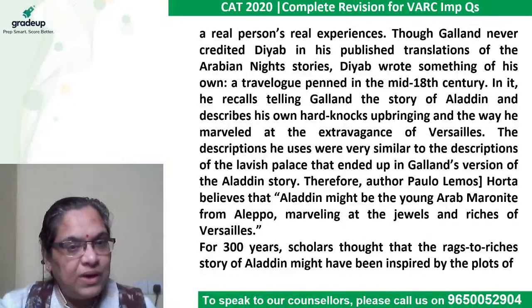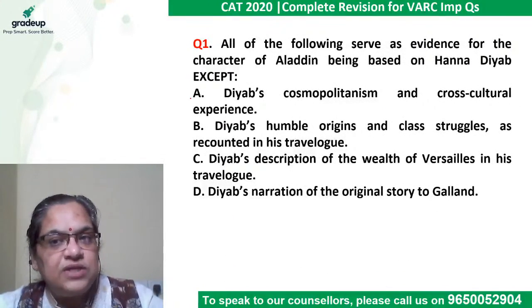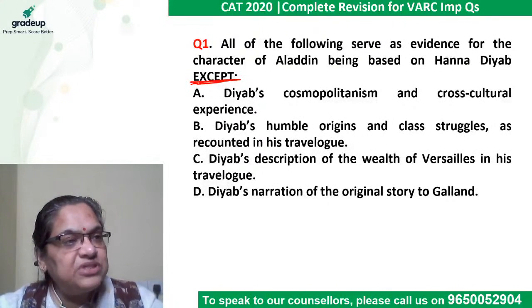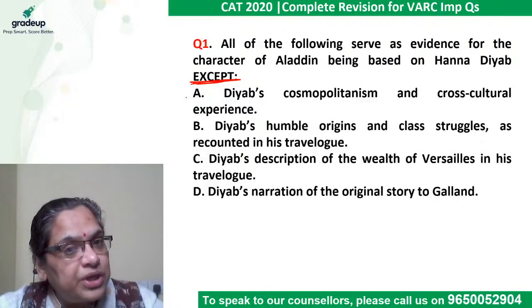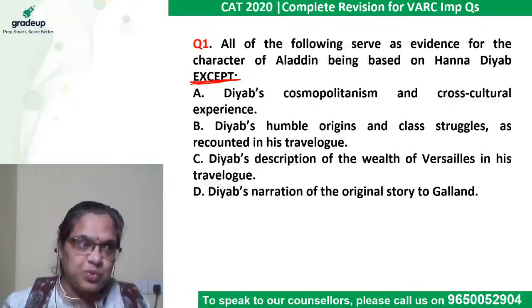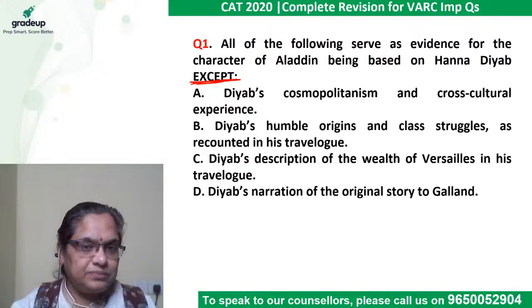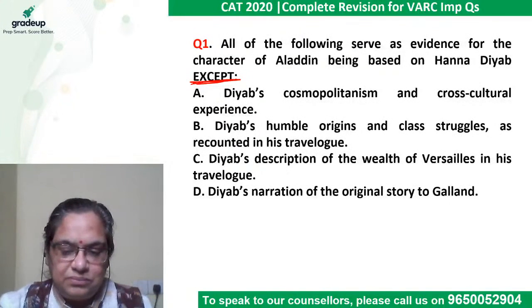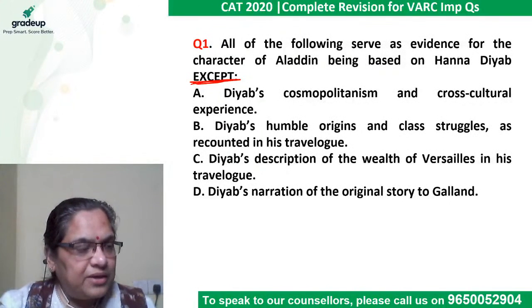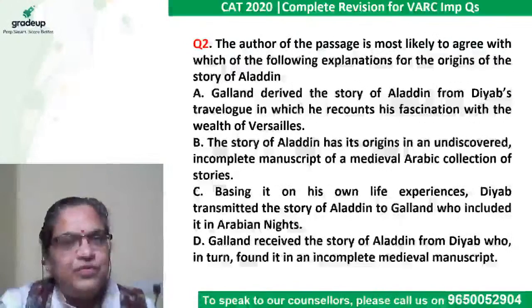Now, all of the following are evidence that Aladdin was based on Hannah Diab, except Hannah Diab was the Syrian traveler who told the story to Galland. Based on his story, Galland made the story of Aladdin. That's what this passage is saying. So, which is the answer? All right. Some answers have come in. I'm not happy with those, but I'll tell you where you made the mistake.